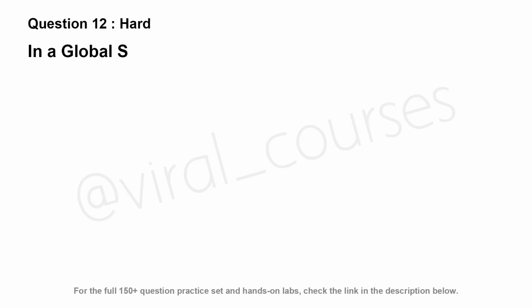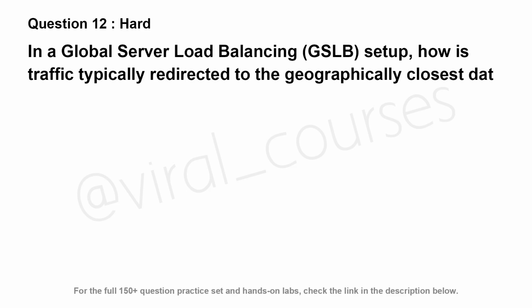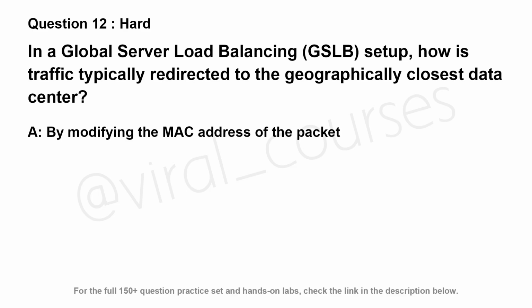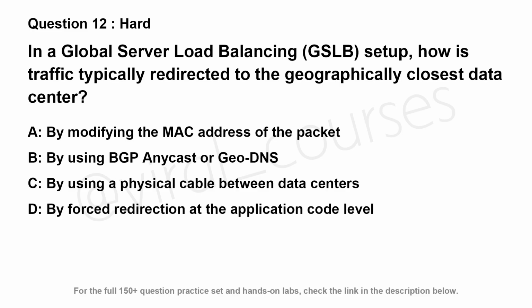In a global server load balancing (GSLB) setup, how is traffic typically redirected to the geographically closest data center? Option A. By modifying the MAC address of the packet. Option B. By using BGP Anycast or GeoDNS. Option C. By using a physical cable between data centers. Option D. By forced redirection at the application code level.